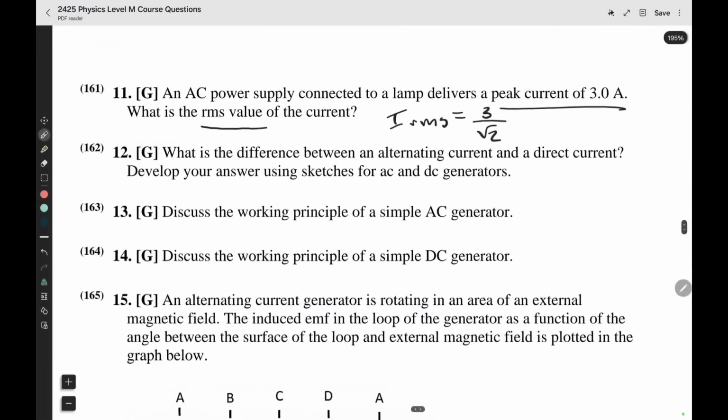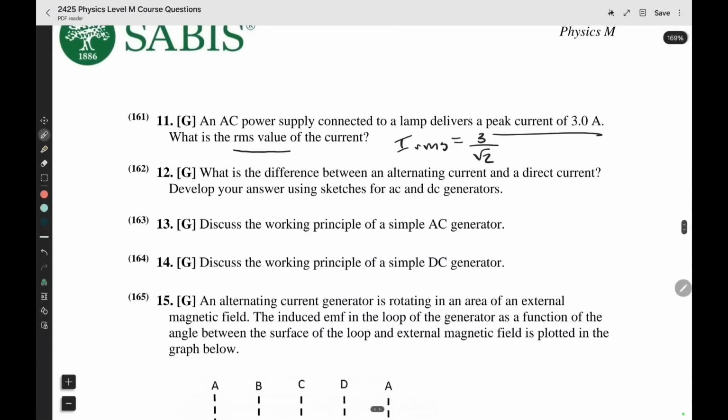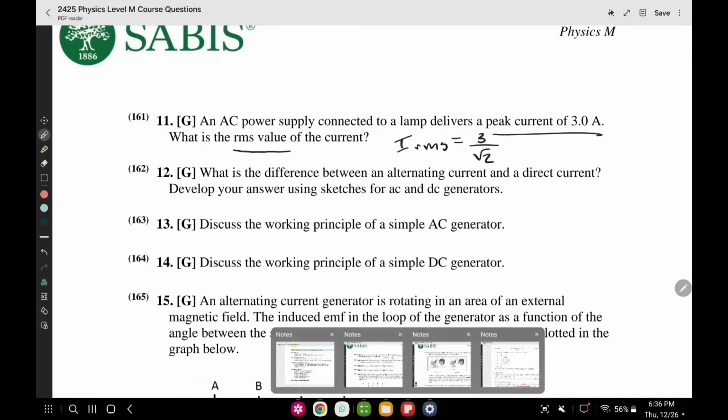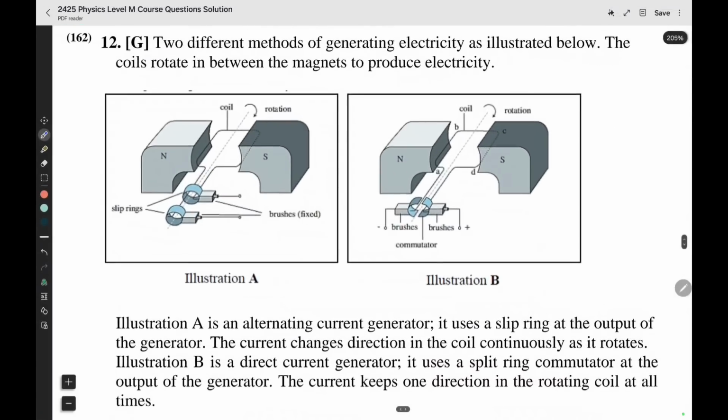What is the difference between alternating and direct current? Develop your answer using sketches for AC and DC. Whenever you look at alternating and direct, what is the main difference? Obviously, alternating current changes its direction. Alternating current has an alternating value, but direct current does not have an alternating value. It's a constant value, right? And when you look at the sketch, how do you know which one's alternating, which one's direct? By looking at the brushes.